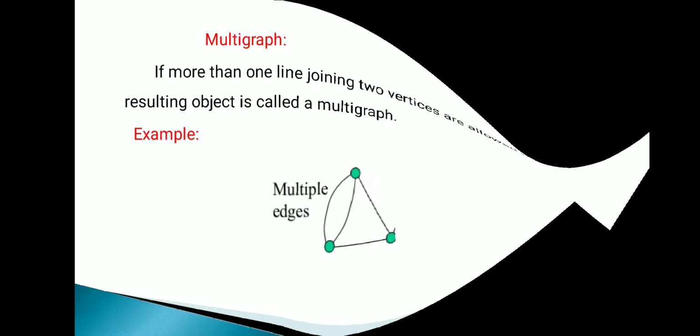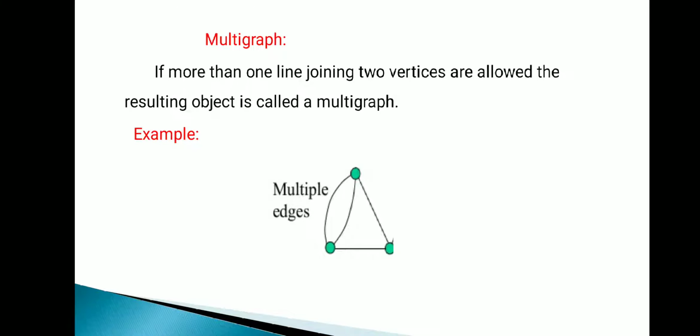Next, if more than one line joining two vertices is allowed, the resulting object is called a multigraph. We notice this figure shows that two points are allowed more than one line joining them. These lines are called multiple lines. So any graph that has multiple lines is called a multigraph. This figure is an example of a multigraph.